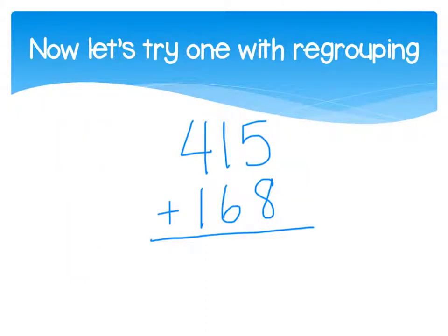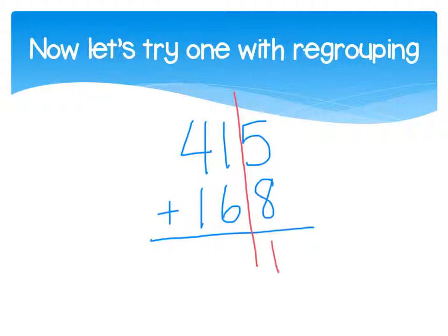All right, let's try this problem with regrouping. Let's start with the ones column. That is step number 1. So the ones column is this column right here. Let's concentrate on those numbers. I have 5 plus 8. 5 plus 8 is 13.